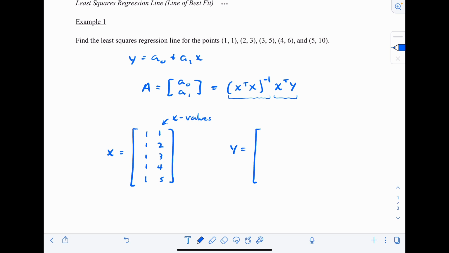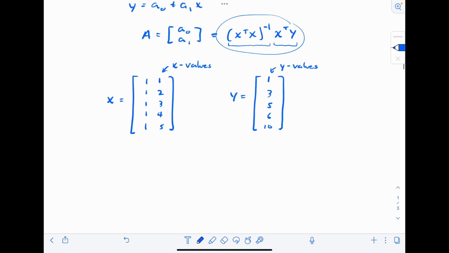So in this case, the y values are 1, 3, 5, 6, and 10. Okay, so that's how you create the two matrices, one with the x values, one with the y values. And now we're going to go ahead and start breaking down this formula, finding those different pieces, putting it all together to get that final answer.